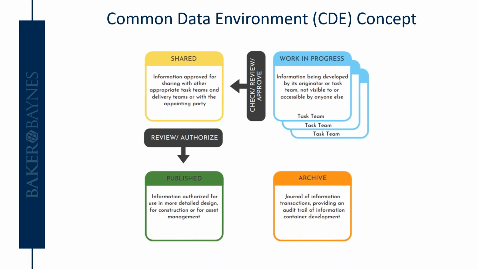The work in progress is the information being developed by the originator, and it's not visible to or accessible to anyone else other than the creator or creators of that work in progress information. That then goes through a check, review, approve process and moves into the shared information container. The shared information container will be visible to the other appropriate task teams and also in some cases the appointing party.